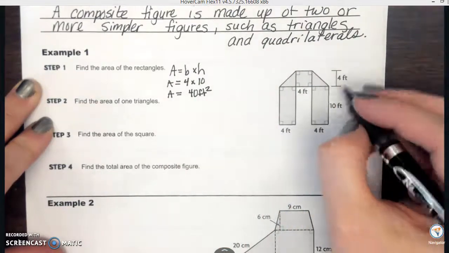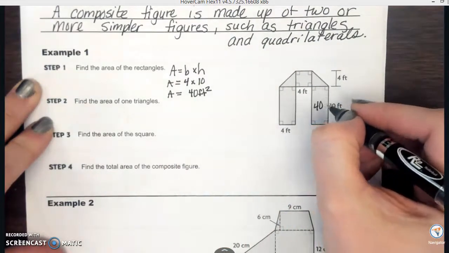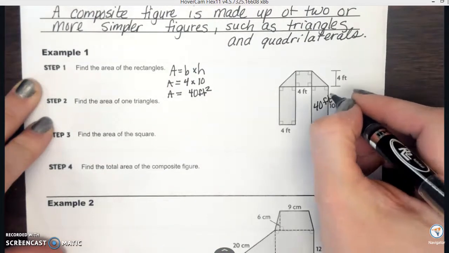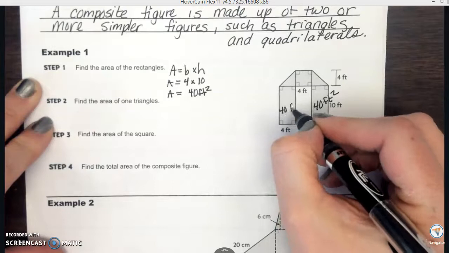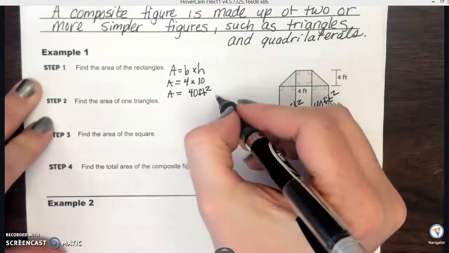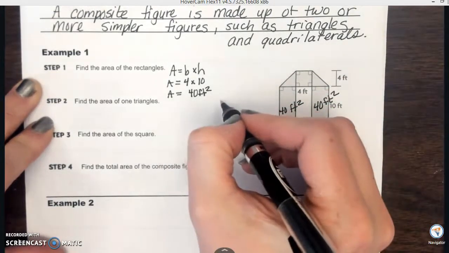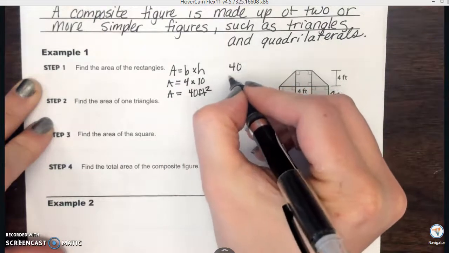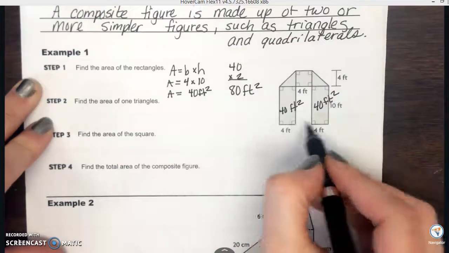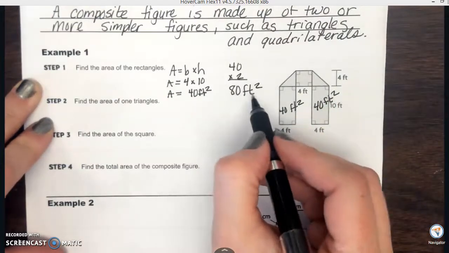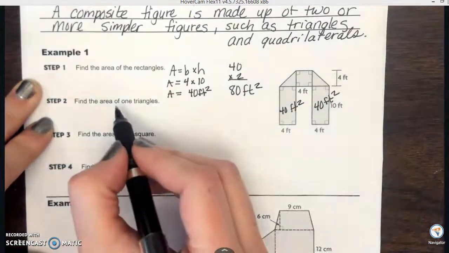So this one right here, I'm going to go ahead and write the area inside of it. It helps me if I do that. So this is 40 feet squared. That means that this one is also 40 feet squared because it's congruent. So you could either say 40 plus 40 or 40 times 2, which is 80. So when we take both rectangles, we get that the area is 80. Now let's move to the triangles.